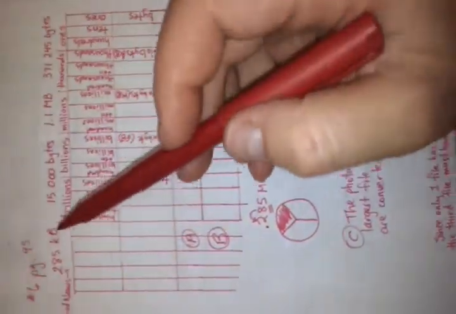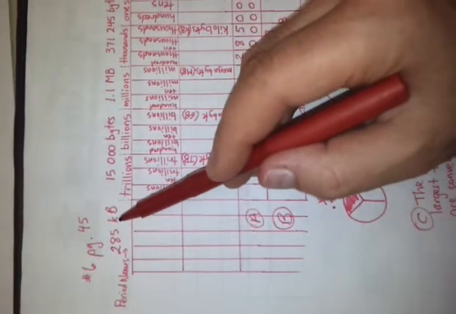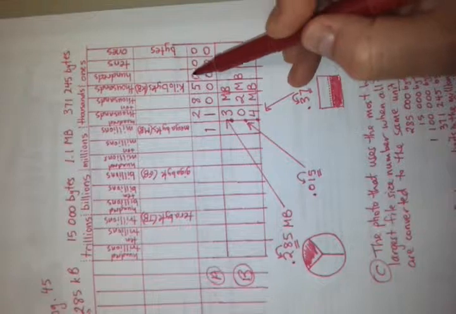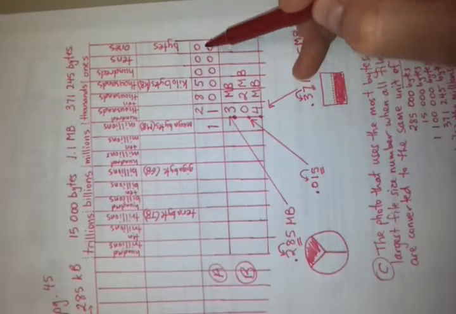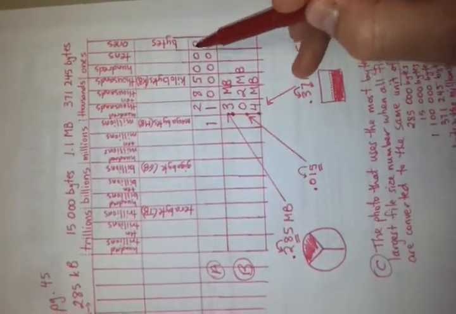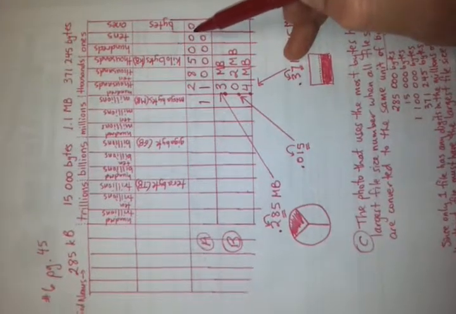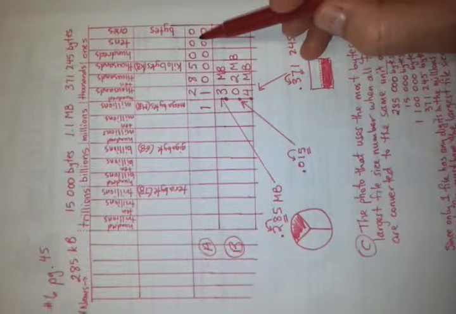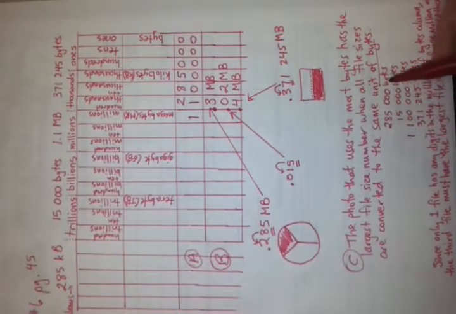So for the first file size, it's given in kilobytes. But in part A, I've already converted the kilobytes into bytes by taking the decimal and moving it to the right of the bytes column, and then filling in the empty place value columns with zeros. So the first number represents 285,000 bytes. So I've written it down here.